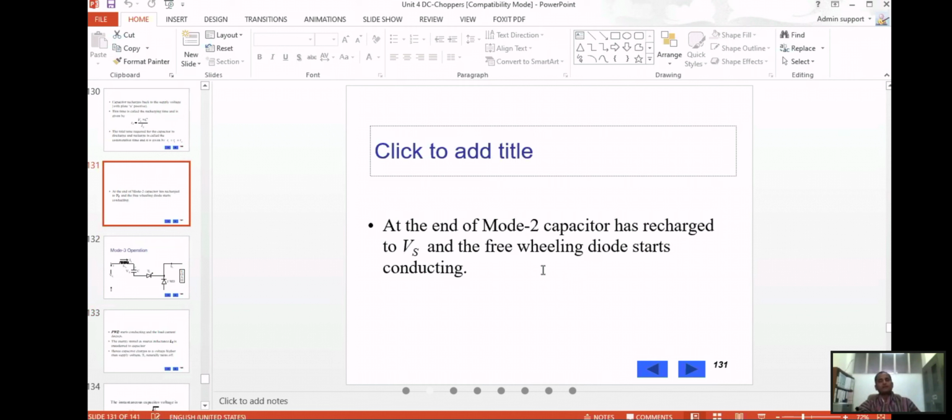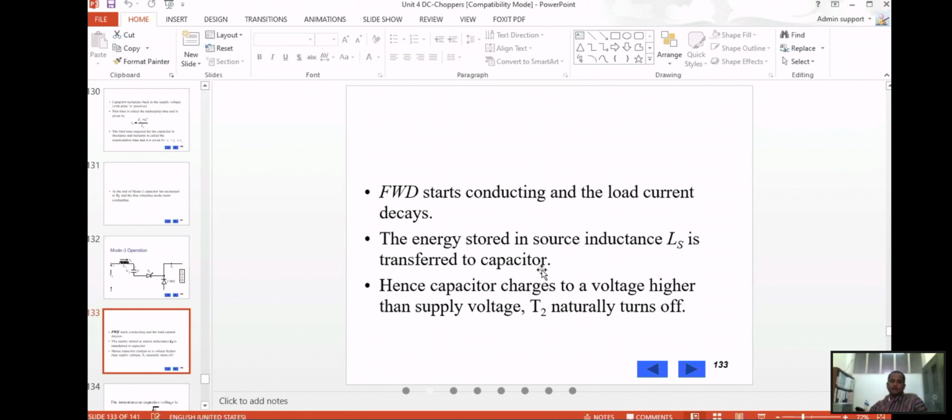In this mode, the capacitor charges to a voltage higher than the supply voltage, so T2 will naturally turn off faster, while the freewheeling diode conducts. The instantaneous capacitor voltage is Vs plus IL times the square root of Ls divided by C, times sine omega S t, where omega S equals 1 by the square root of Ls times C, the source inductance and capacitor.